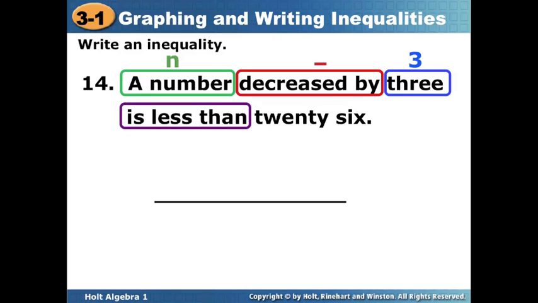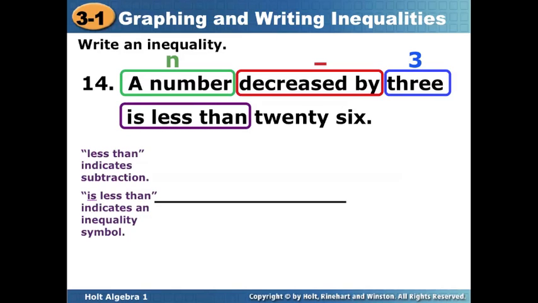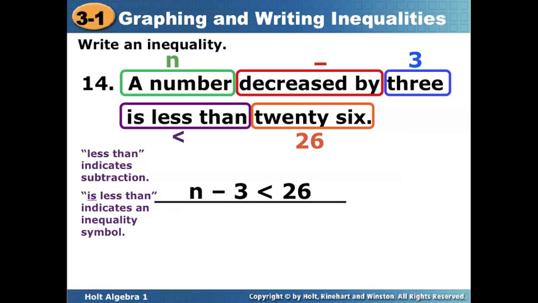Is less than. This will be an inequality symbol. Before, when we were writing equations, we talked about less than indicating subtraction. However, in this problem, is less than indicates the inequality symbol. Because of the word is, we know it's an inequality symbol. 26, we'll use the value 26. So write the inequality as your answer. We have n minus 3 is less than 26.